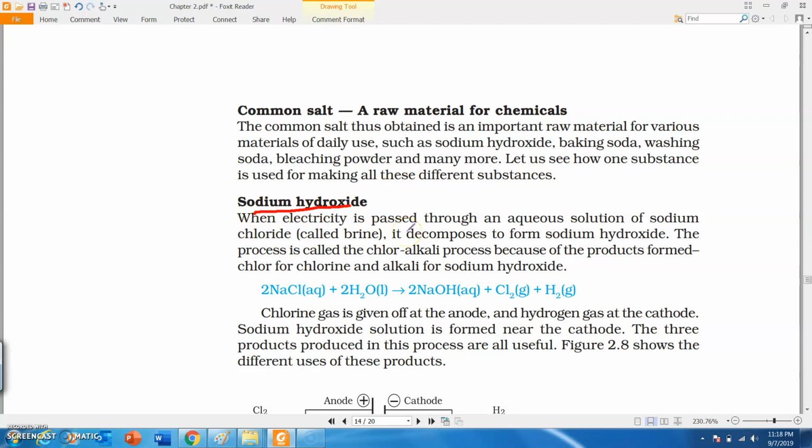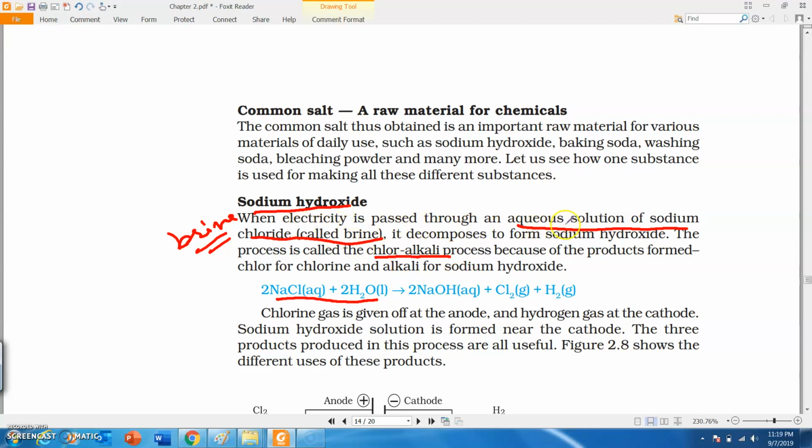When electricity is passed through an aqueous solution of sodium chloride, which is written here and is called brine, it decomposes to form sodium hydroxide. You may be asked the question: what is brine? Aqueous solution of sodium chloride is called brine. The process is called the chlor-alkali process because of the products formed: chlor for chlorine and alkali for sodium hydroxide.